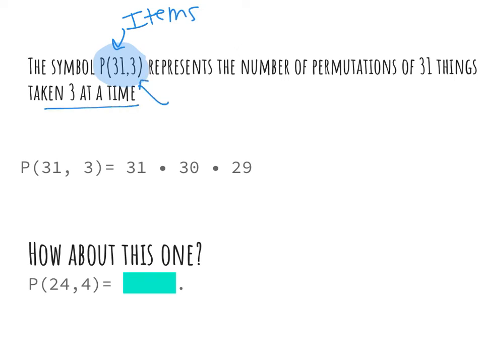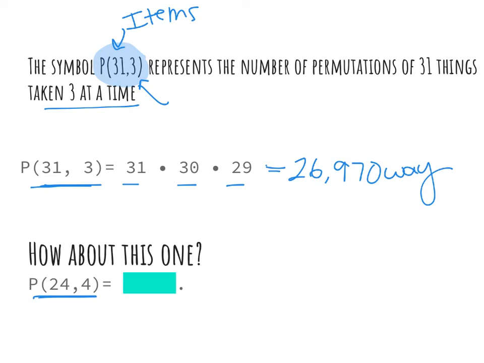And then the second number here, where that 3 is, that would be how many are taken out at a time. So if you think back to the scenario with the ice cream scoops that we just did, there were 31 different flavors, and we were selecting 3 at a time, right? So here is how that would be written very simply, and then here was the work, 31 times 30 times 29, okay? And then we just did the math on this, and the answer that we got was 26,970 ways, okay? So for this one here, we've got 24 items, and 4 of them are being selected at a time or taken at a time, okay?